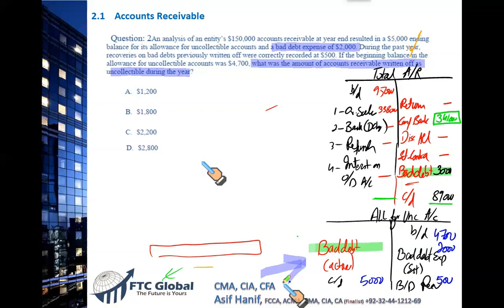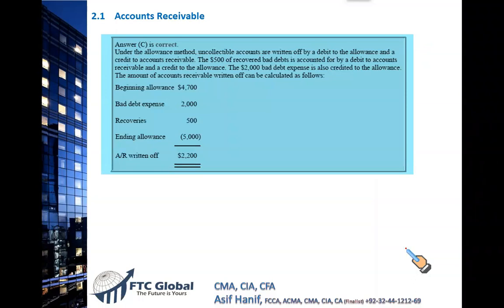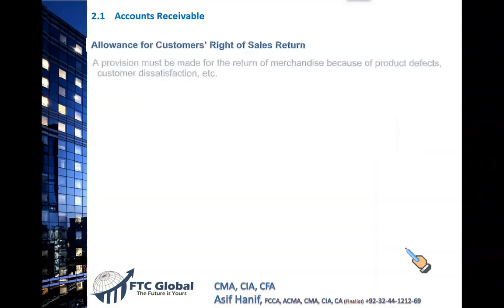So you're going to simply do the basic arithmetic. 4,700 plus 2,000 plus 500, and from this deduct the closing balance. You get 2,200. So this is the actual bad debt written off during the period. There is a difference between the actual bad debt and the bad debt expense. This is the estimated bad debt, and this is the actual bad debt. This distinction must be kept in mind. So that makes C the correct option. 2,200. All right. Next, we have allowance for uncollectible accounts.